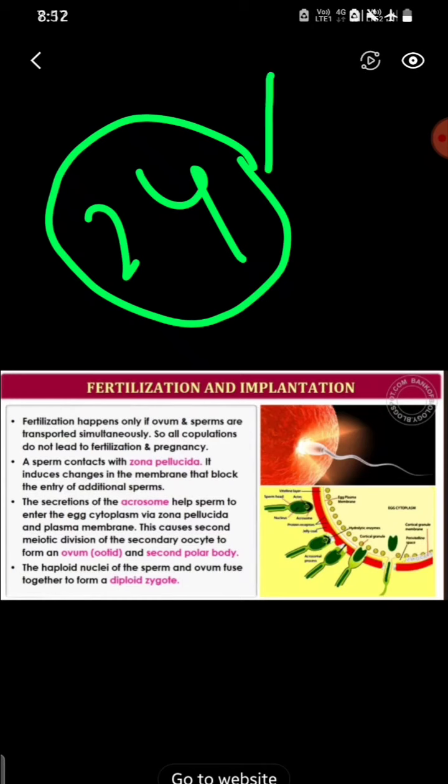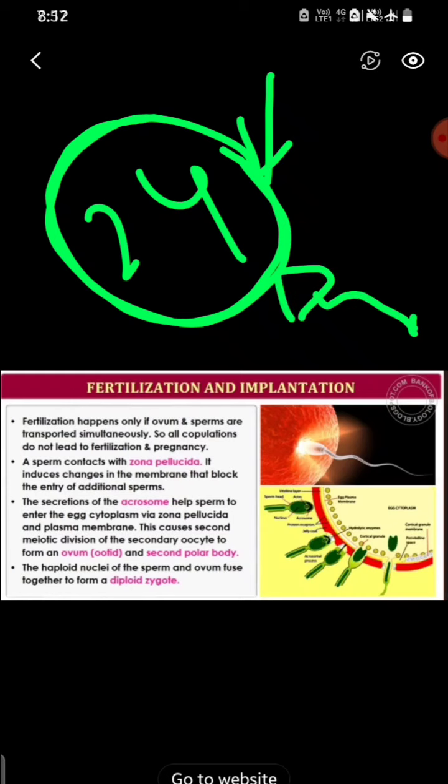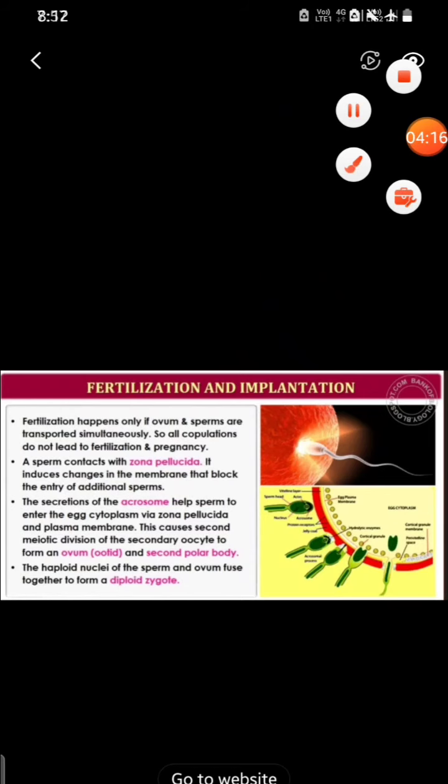So within 24 hours what should happen? If the egg has traveled to that place, the sperm has to travel the same day and fertilize the egg, or else fertilization does not occur and the egg will get shed off. That is the reason all the copulations, that means all the mating periods, will not lead to fertilization and pregnancy. So both the sperm as well as the ovum should be transported at the same time.